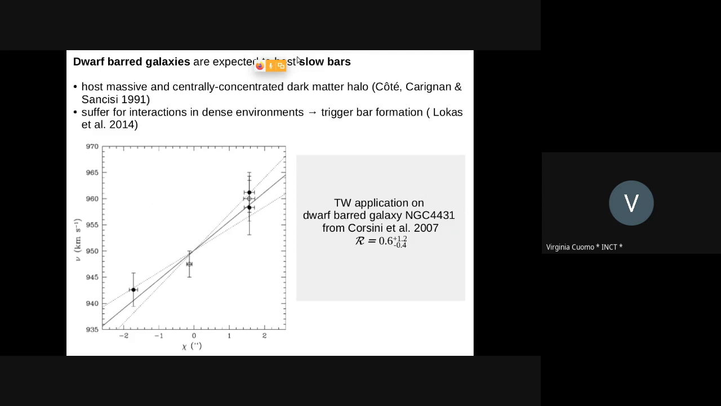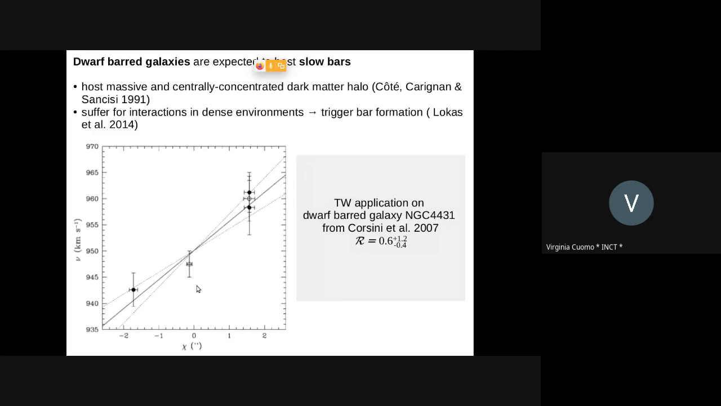Because they are expected to host slowly rotating bars, for two reasons. First of all, these galaxies are expected to host massive and centrally concentrated dark matter halos, which may have efficiently slowed down the bar during its evolution. And also because these galaxies are small in mass and live in dense environments, so they are prone to suffer interactions, which may have triggered the formation of the bar.